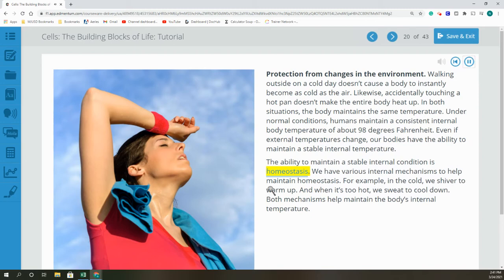To help maintain homeostasis, for example, in the cold, we shiver to warm up, and when it's too hot, we sweat to cool down. Both mechanisms help maintain the body's internal temperature.